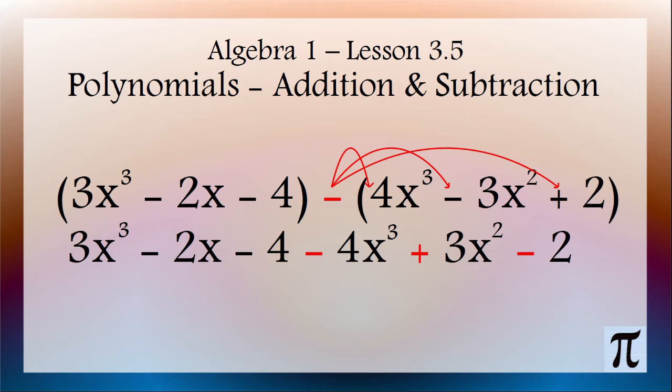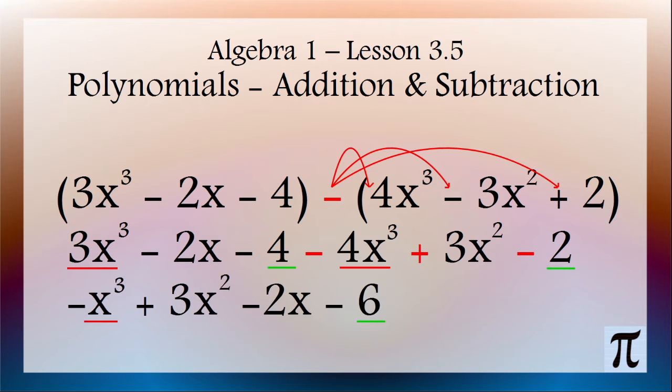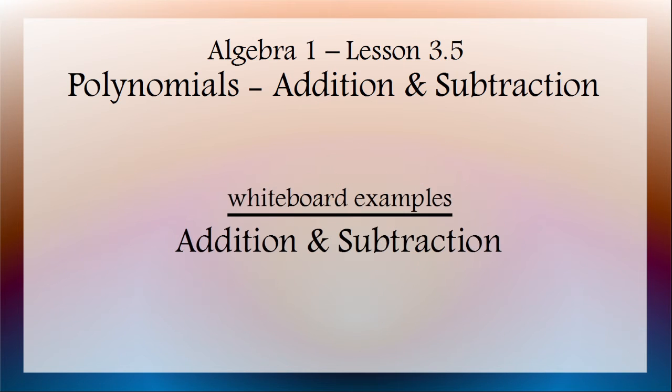The same process is carried out, however. We collect like terms, and we simplify. We end up with negative x cubed plus 3x squared minus 2x minus 6. Let's jump over to the whiteboard for some examples.